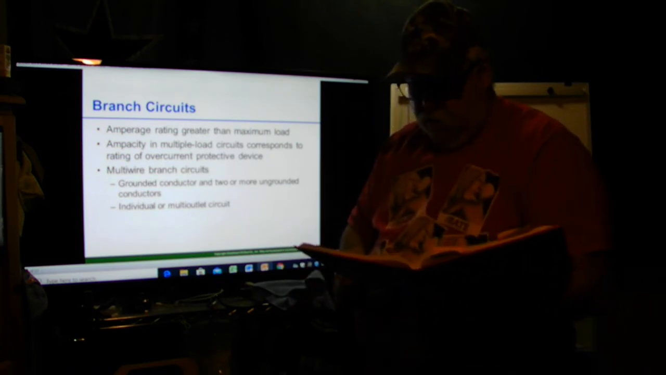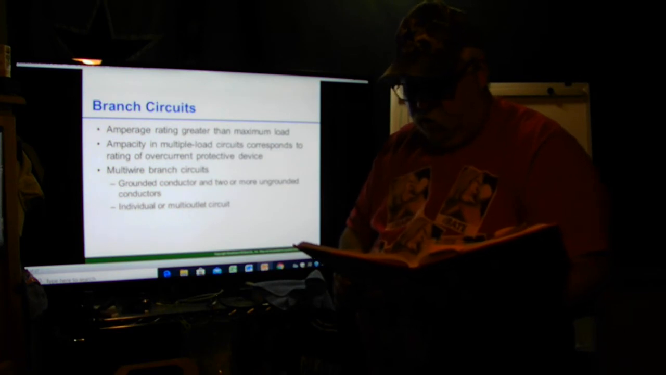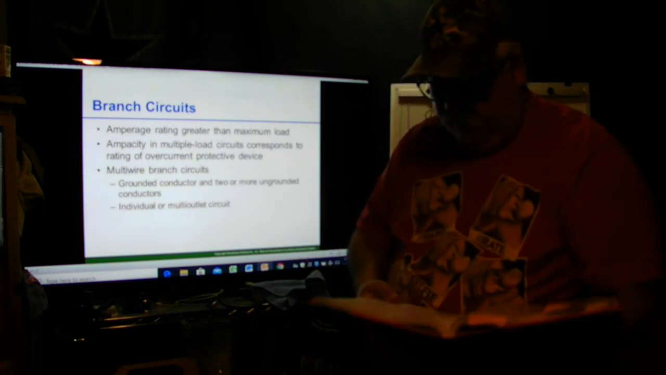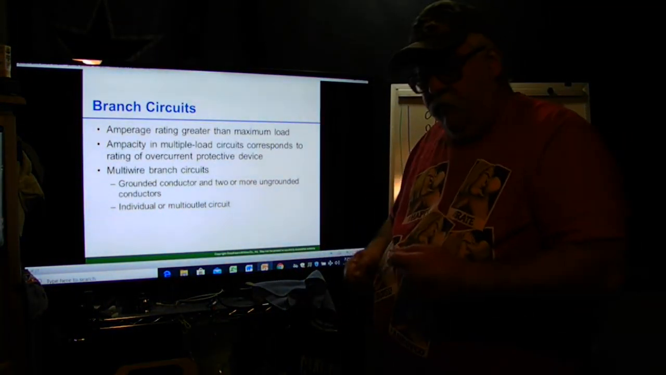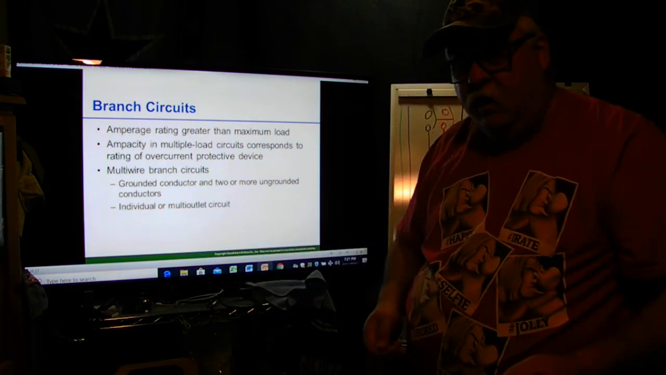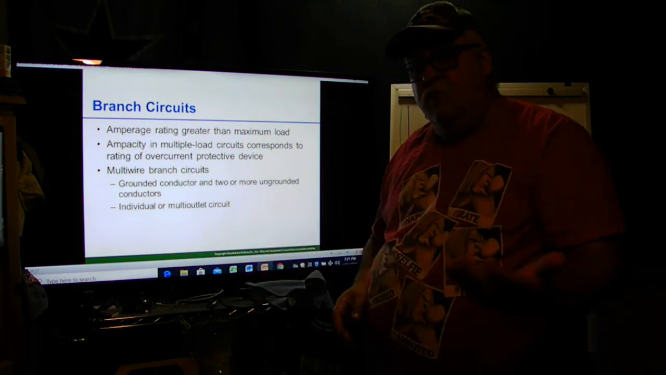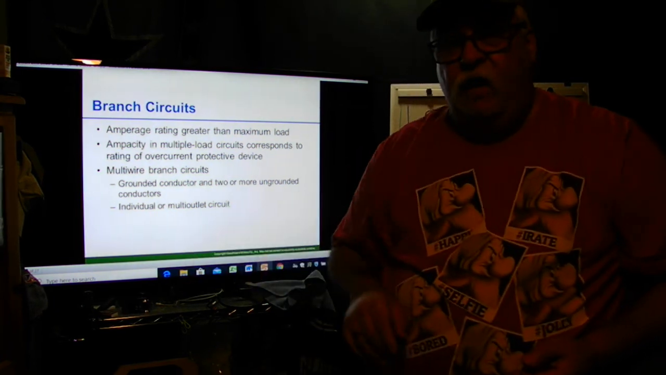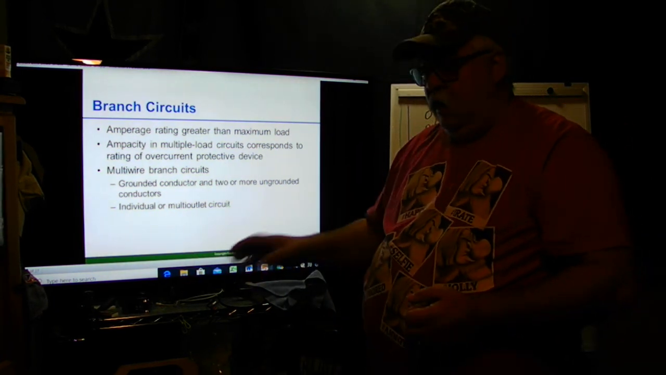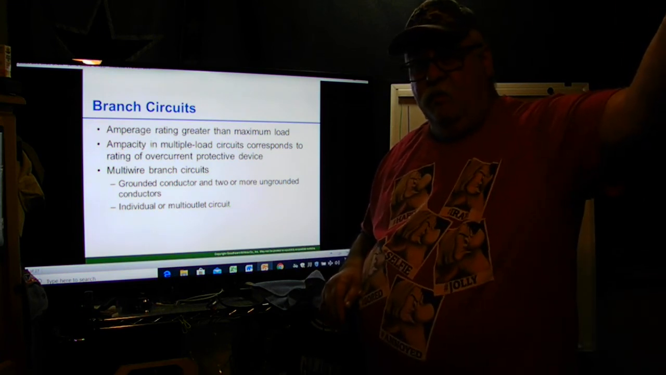For multiple loads, branch circuits, the conductor's ampacity must correspond to the rating of the overcurrent protection device. So again, whatever wire I got, if I'm plugging in a lot of things, say I got 3 motors, 3 things I got to plug in, and each one is 5 amps. I got a 20 amp breaker.